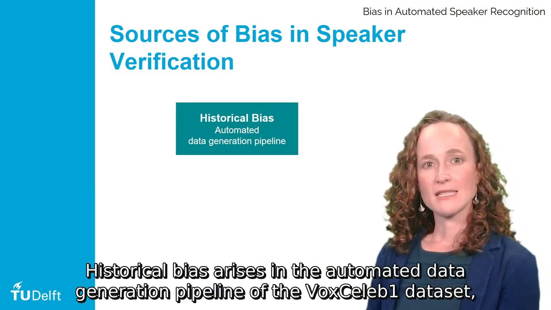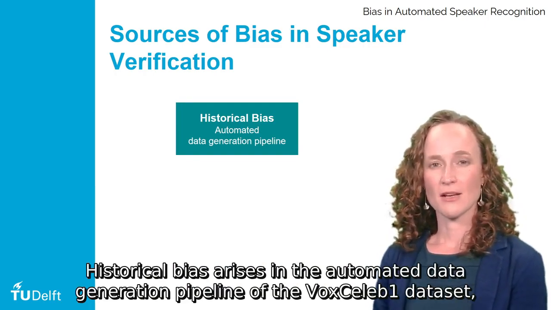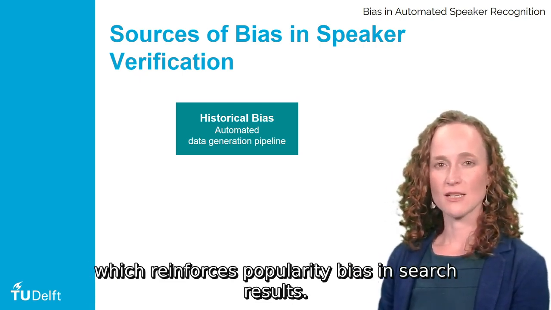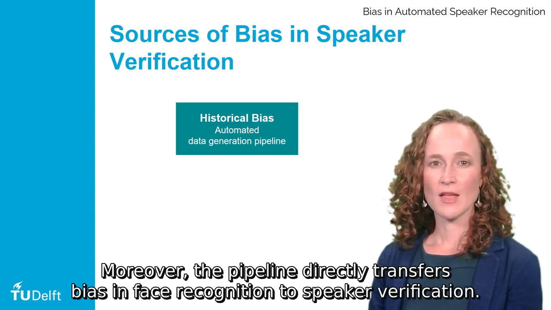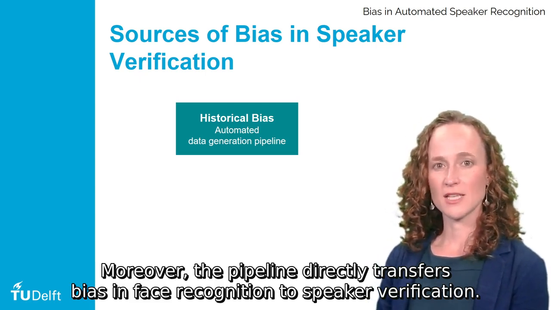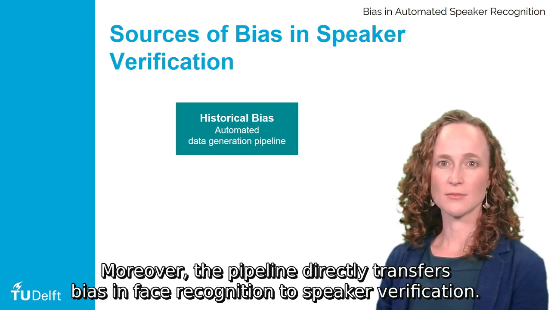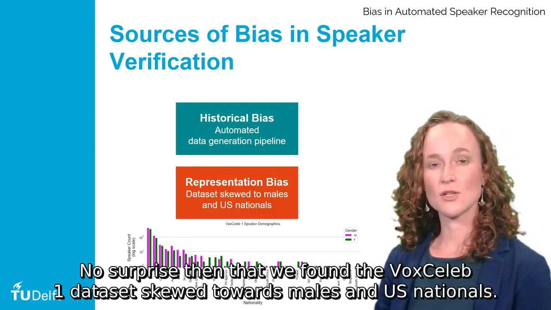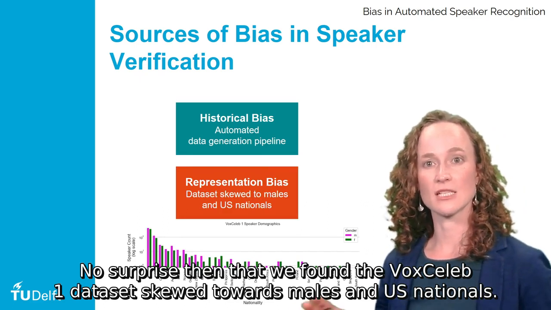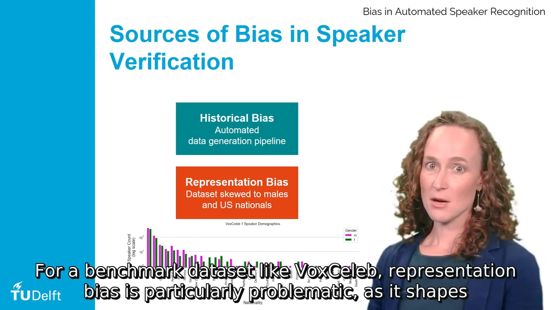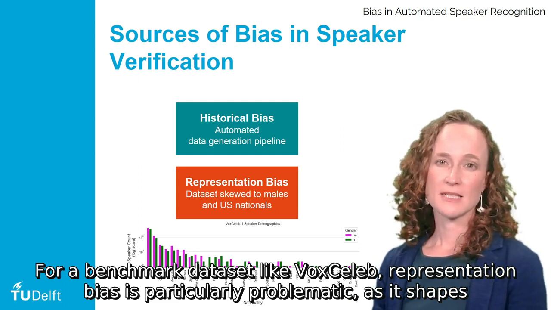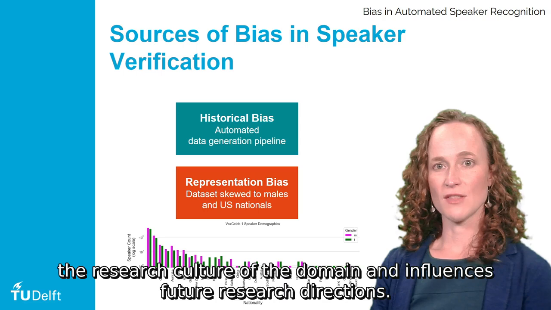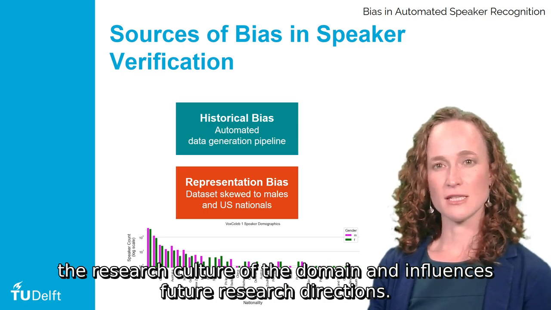Historical bias arises in the automated data generation pipeline of the VoxLab 1 dataset, which reinforces popularity bias in search results. Moreover, the pipeline directly transfers bias in face recognition to speaker verification. No surprise then that we found the VoxLab 1 dataset skewed towards males and US nationals. For a benchmark dataset like VoxLab, representation bias is particularly problematic, as it shapes the research culture of the domain and influences future research directions.